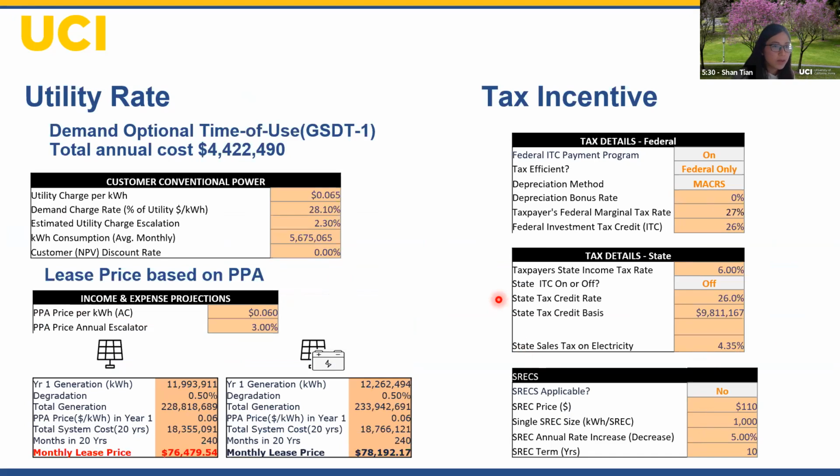We came up with a PPA price of 6 cents per kilowatt hour based on the current utility rate and the 3% annual escalation. Since third-party power purchase agreements are currently disallowed under Florida's utility regulation, we calculated a lease price of $76.5 thousand per month, based on the lump sum future cash flow generated from the system divided by a period of 20 years. The project enjoys the federal ITC payment program. We use a 5-year MACRS depreciation method as well.